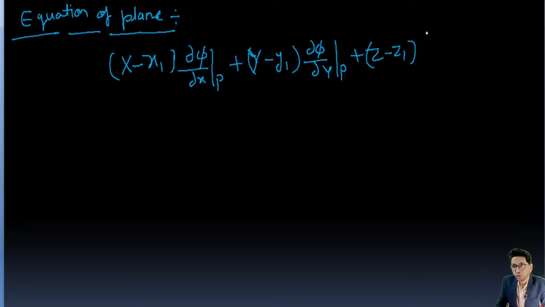Okay, so this is del phi over del z at any point P, and that is equal to 0. This is the equation of the tangent plane. Okay, equation of tangent plane. This is correct here.